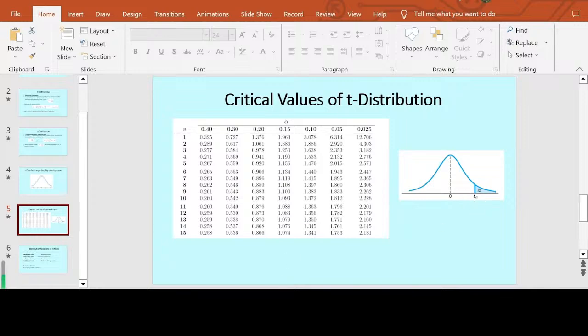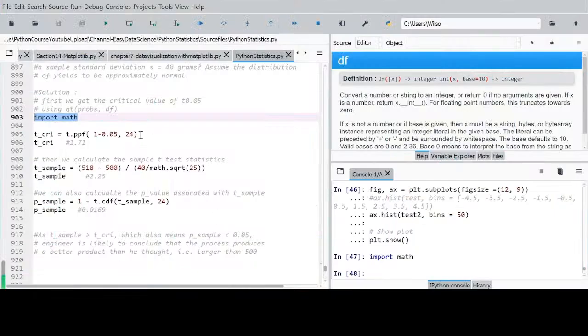Do not use the table, just use our program. So the t critical value equals t.ppf. ppf means quantile. We want to calculate the quantile from the given probability. So the given probability is 1 minus 0.05.